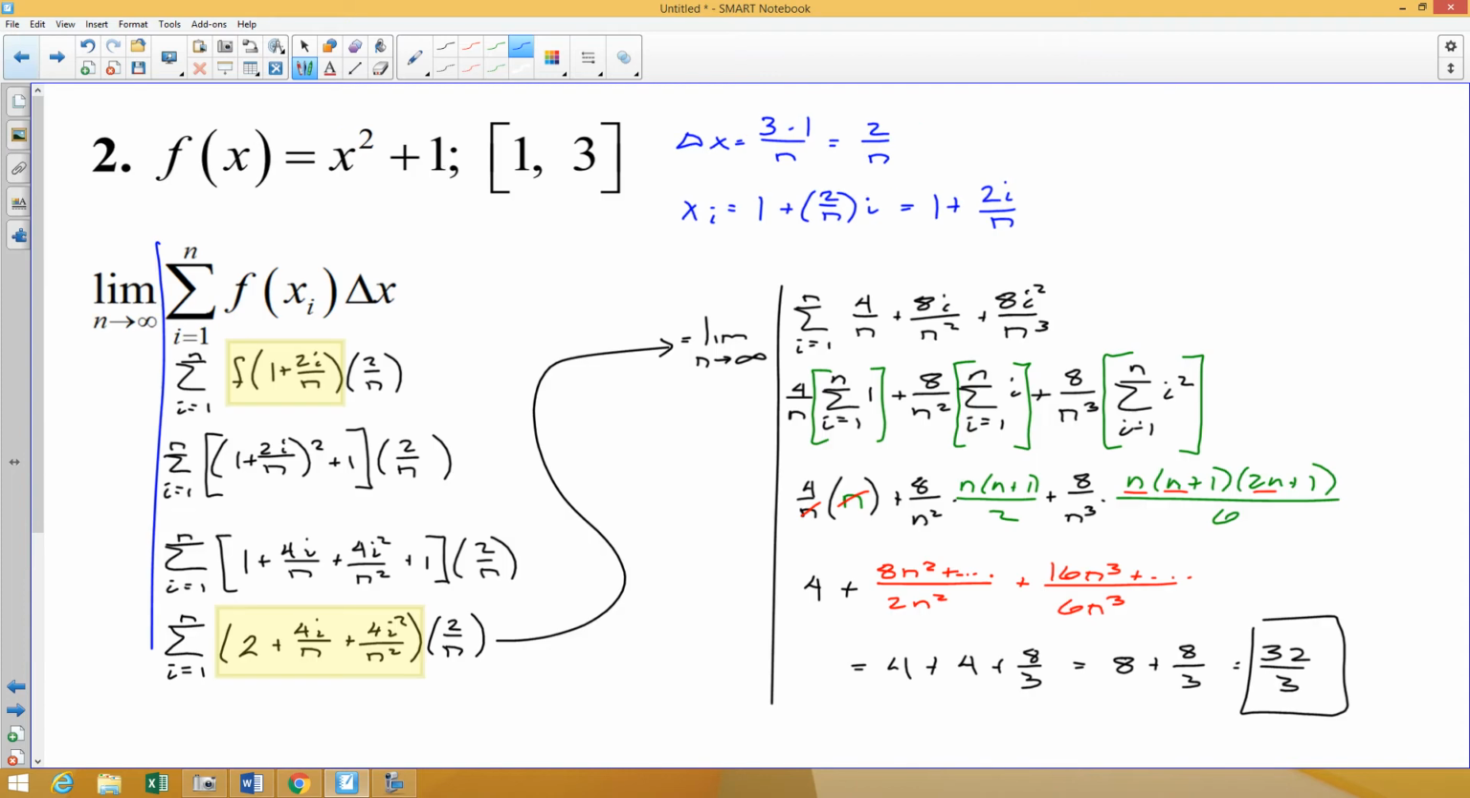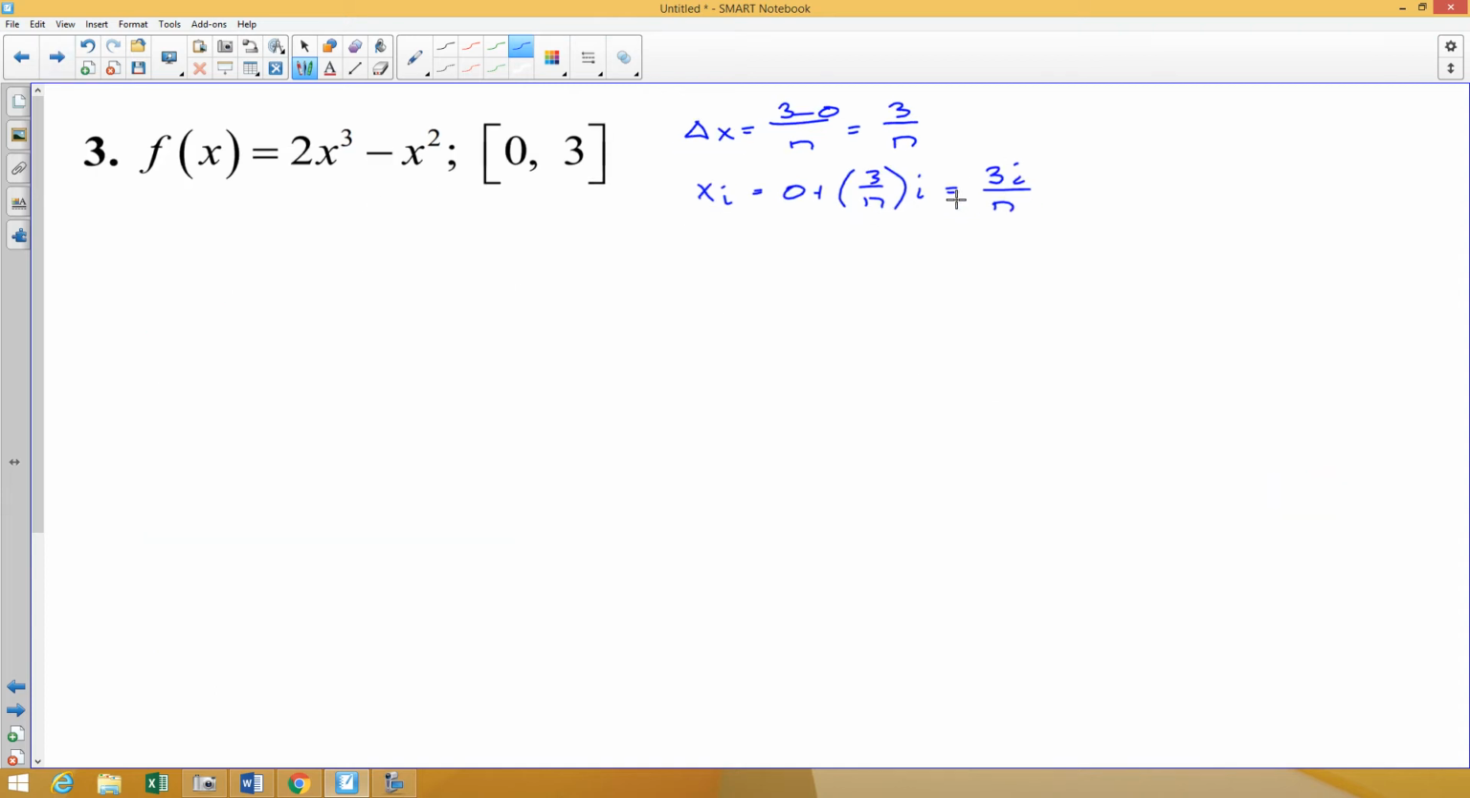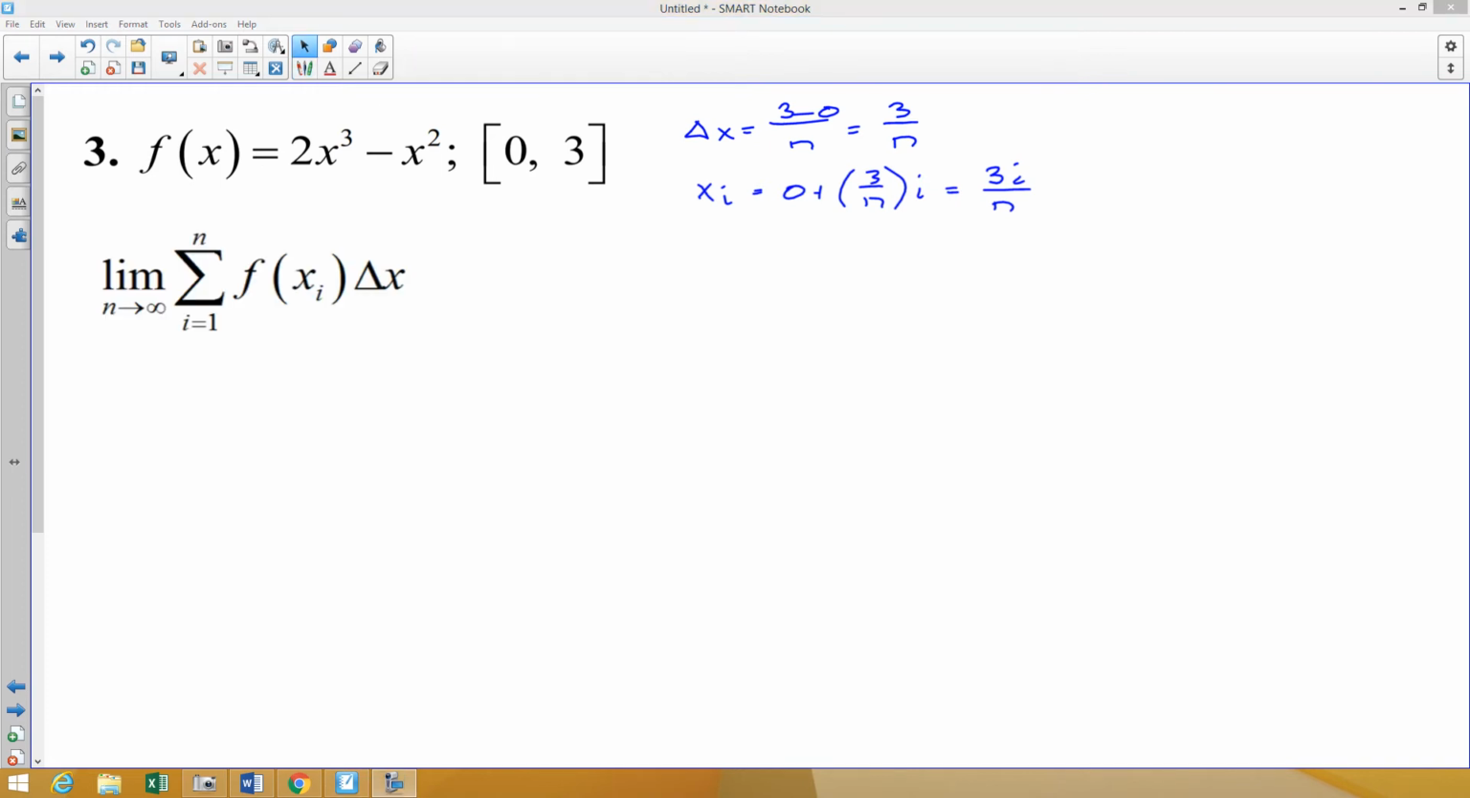Number 2, the second one ended up being really bad because my x sub i ended up being a binomial, which forced me to do an ugly expansion. This one, my x sub i is a monomial, so it's not going to be too bad. So my general formula is right there. And we're going to start substituting in everything.